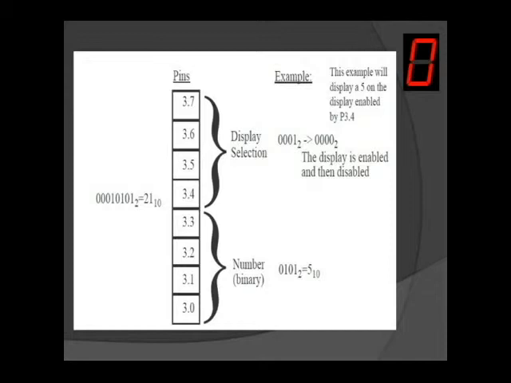As shown in the figure, the 8-bit output port is broken into two parts. The example shows conversion of 00010101 in binary to decimal, that is 21 in decimal. The given example in the figure will display a 5 on the display enabled by P3.4. First the display is enabled and then afterwards it is disabled.